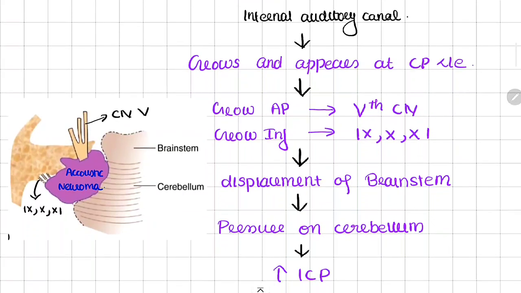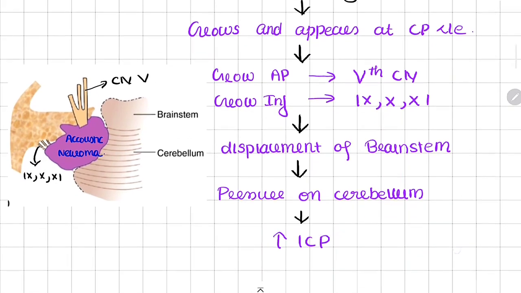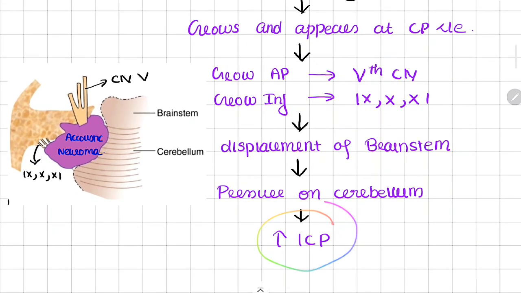Now it grows and appears in the CP angle. What is CP angle? Cerebellopontine angle. Then it will go anteroposteriorly and involve the trigeminal cranial nerve. Then it will grow inferiorly to involve the 9, 10, 11 cranial nerves. Then it will cause displacement of the brainstem, and at last it will put pressure on the cerebellum. Now on pressure to the cerebellum, it is increasing the intracranial pressure.